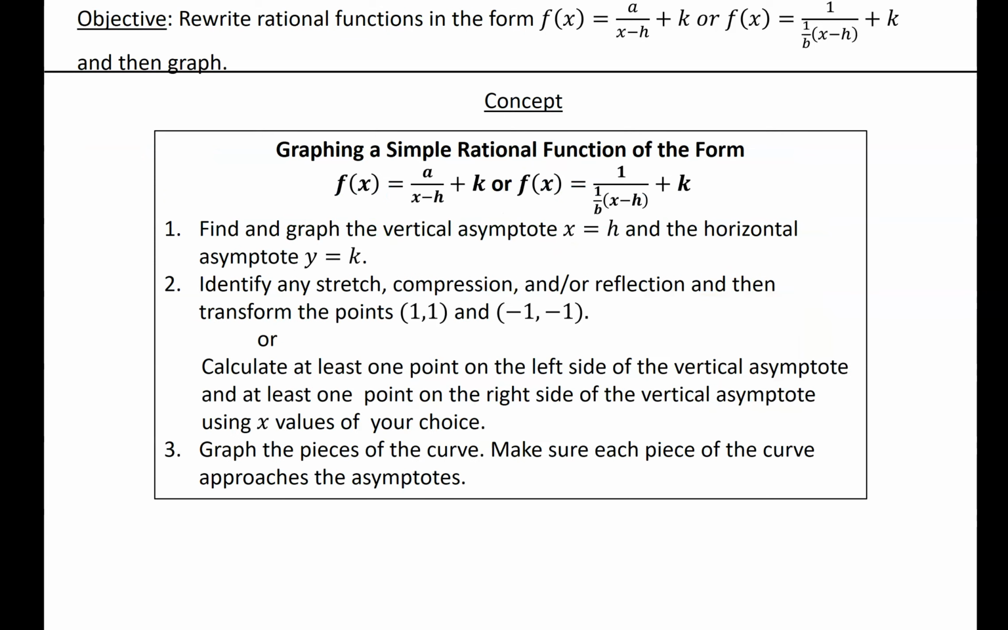All right, so our first step is going to be to rewrite it in one of our two forms where we can clearly identify our parameters, either a parameter of a, h and k, or a parameter of 1 over b and our h and k. And then we'll use the same method for graphing that we used in the previous lesson.